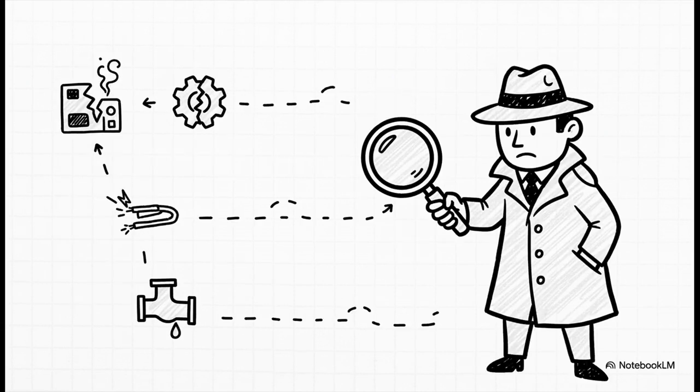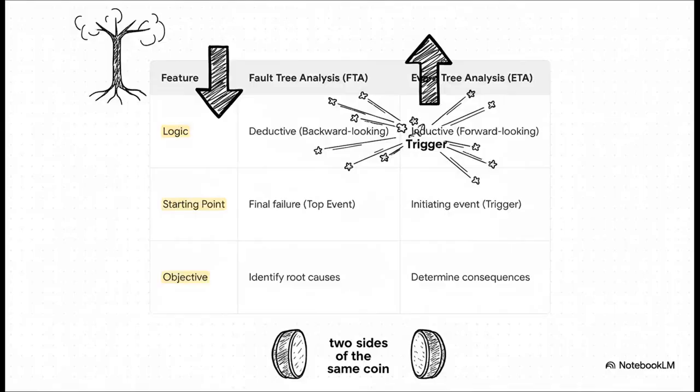Then you've got fault tree analysis, or FTA, and this is the detective. It does the complete opposite. It starts with a known failure, the catastrophe at the end, and it works backward, asking why. Why did this happen? It meticulously follows the evidence back in time to find all the possible root causes. And when you see them side by side like this, the difference just becomes crystal clear, right?